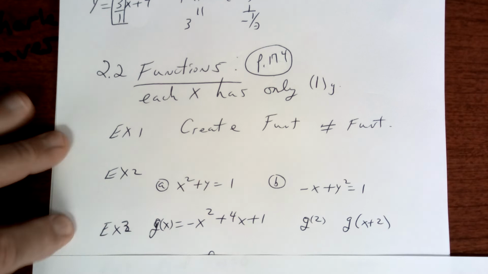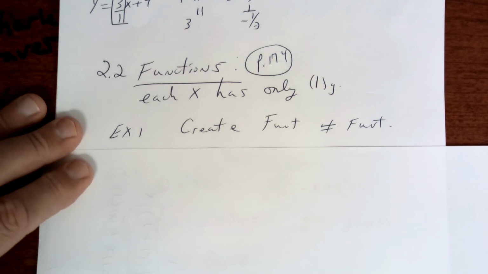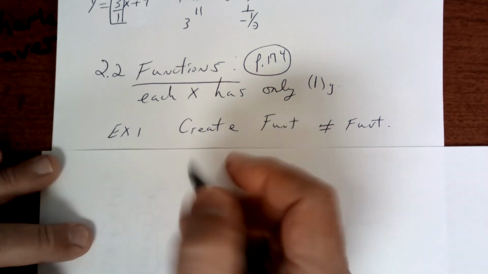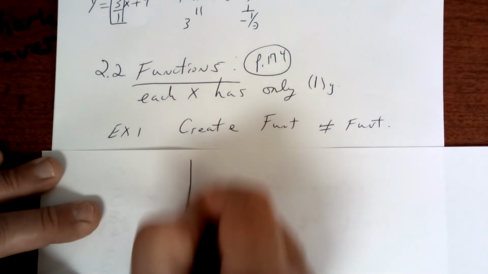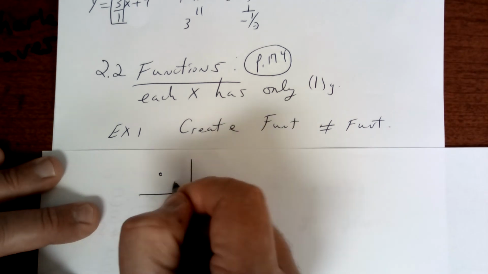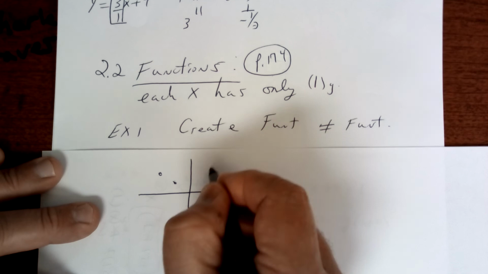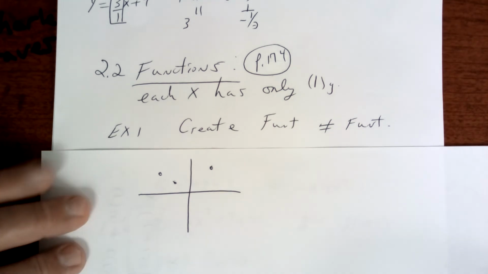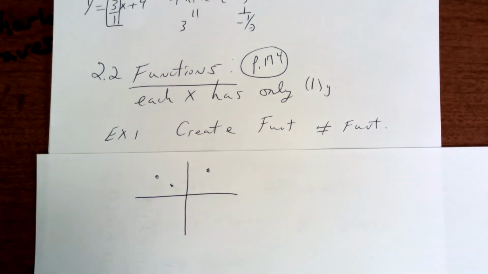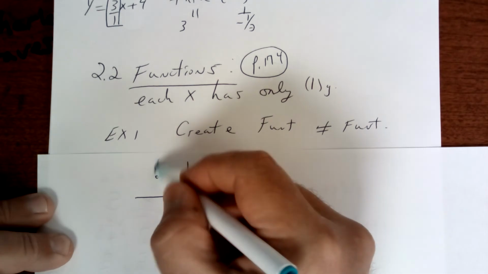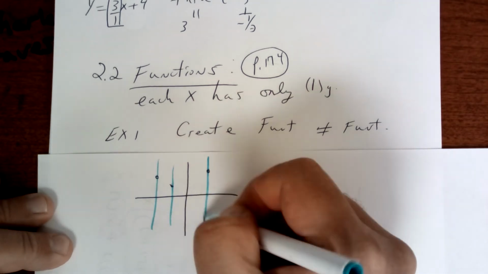Okay, create a function. Well, what you need to know is if you have points like this, so just copy this down like that. And there's something called a vertical line test. So if you do a vertical line and it hits only one point, it's a function. So this one is yes.